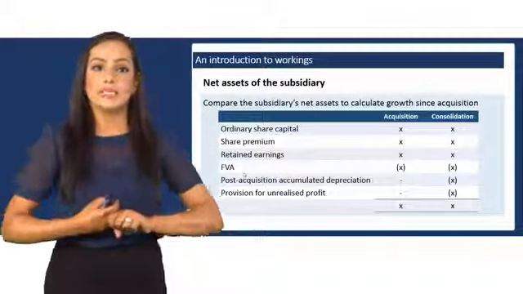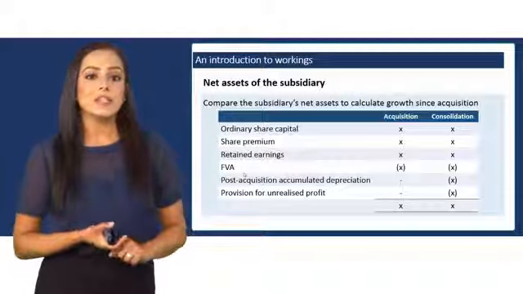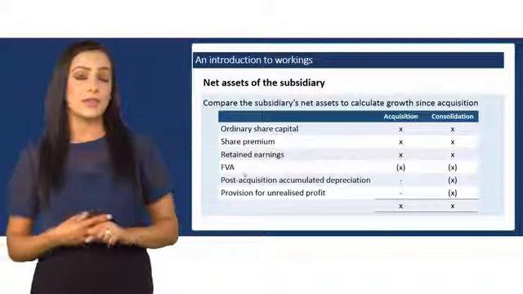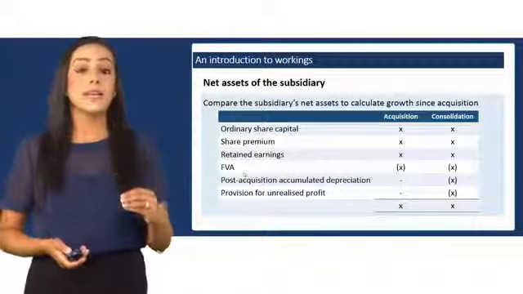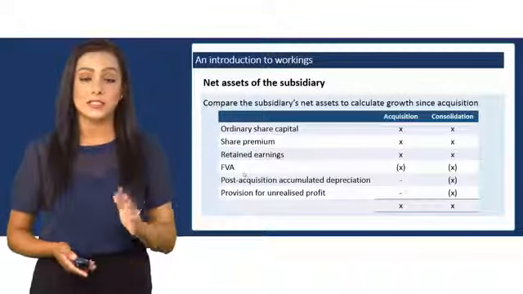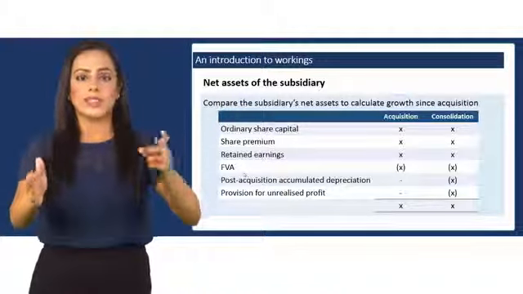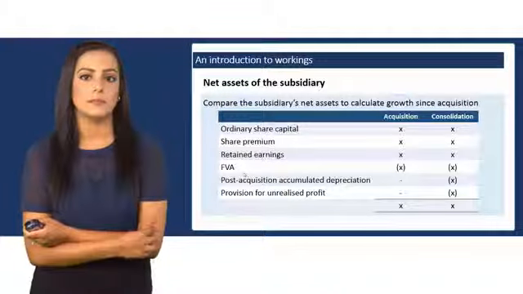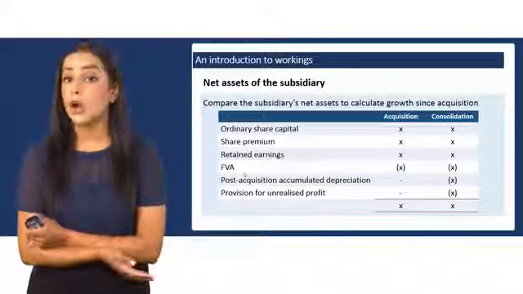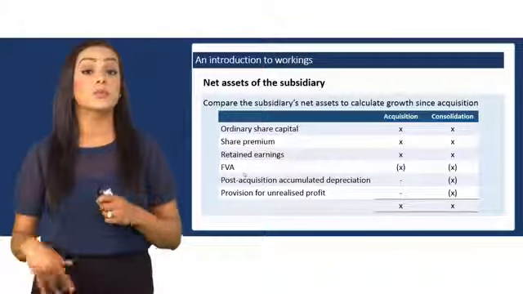Then we've got retained earnings. Retained earnings are not going to be the same at 2 points in time. We must be very clear that the parent should identify what the retained earnings are at the date of acquisition and what the retained earnings are at consolidation. We expect the subsidiary to grow, so therefore the two numbers will be different.